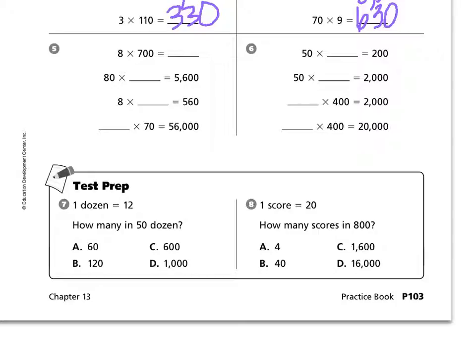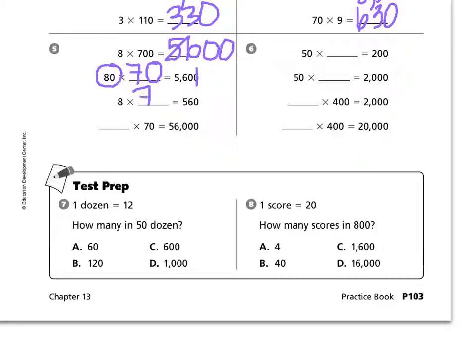8 times 700. I know 8 times 7 is going to be 56, and then I'm going to draw 2 zeros. I have 80 times what equals 5,600. And I know that I'm going to need a 7. And I know that I'm going to need just 1 zero because there's a 0 already in 80, and you need 1 more. I have 8 times what equals 560.